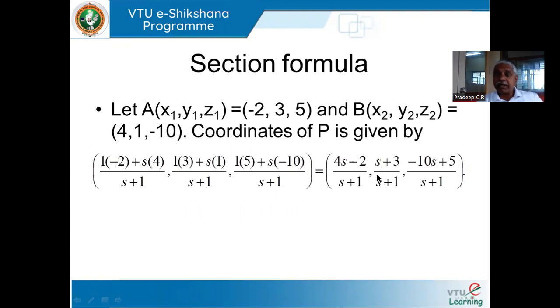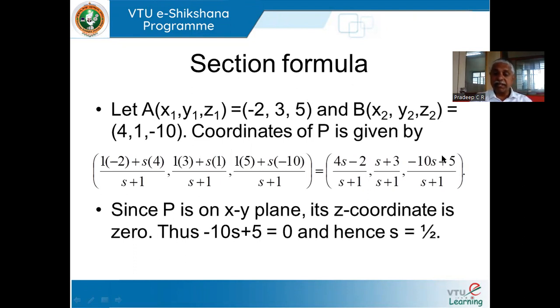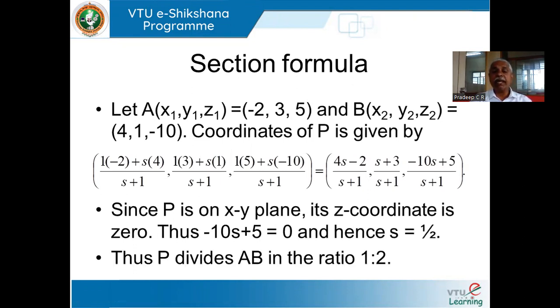Now I'm using the condition which is given to me. Since P is on the XY plane, its Z coordinate must be 0. Correct? From the formula applied, this is the Z coordinate of P: minus 10s plus 5 by s plus 1. If this has to be 0, minus 10s plus 5 must be 0, which means s is equal to half, which means AB is divided in the ratio half is to 1, which means 1 is to 2.